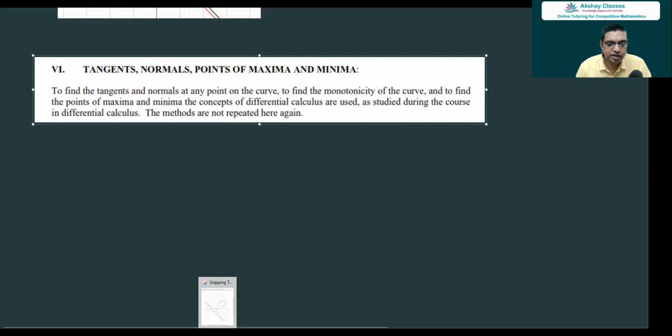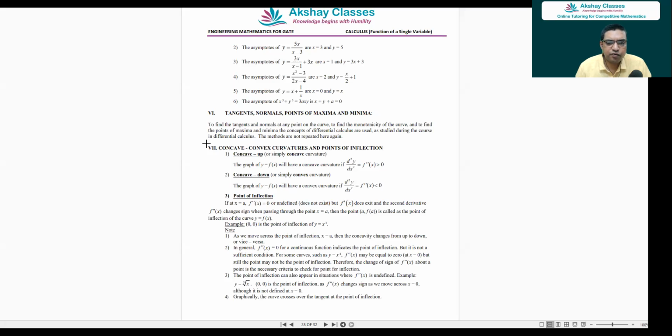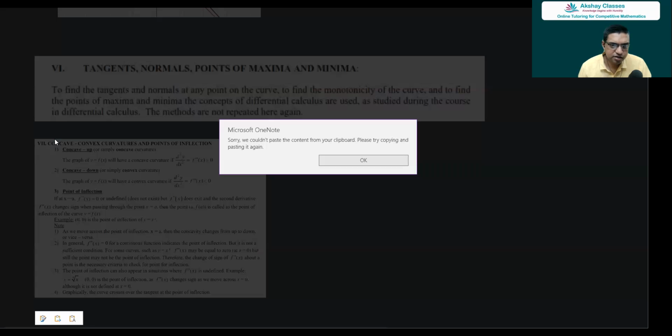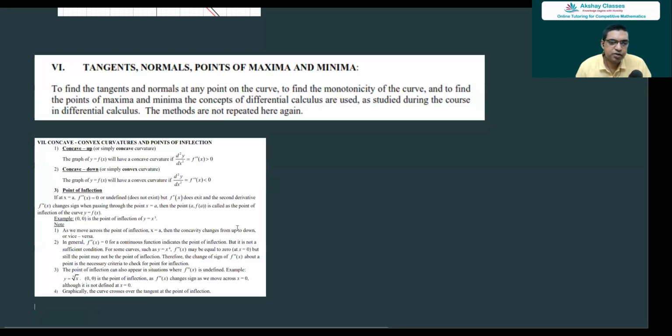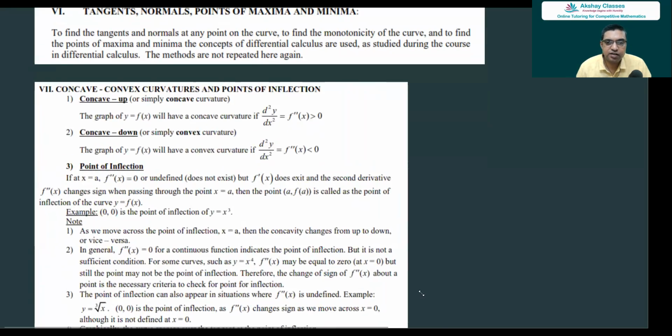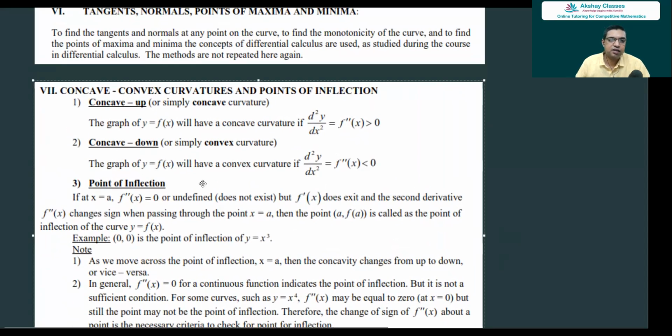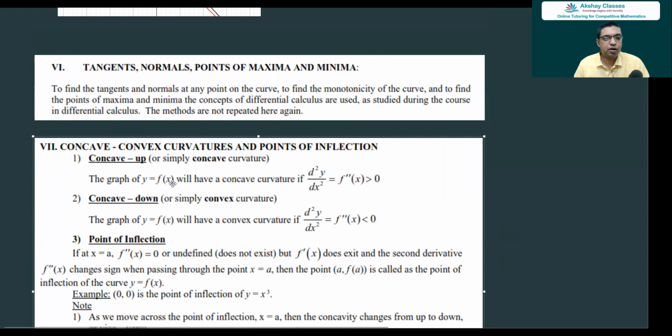So this we have already done. That is required for us when tracing a curve accurately. And then finally, we have what we have already discussed earlier, the concept of curvature, whether it is concave or convex. So it will be concave up, or simply concave, if the second derivative of f of x is positive, and it will be convex if the second derivative is negative.